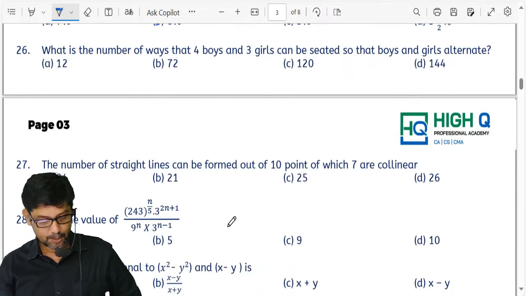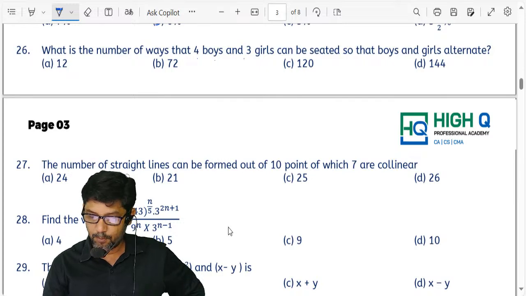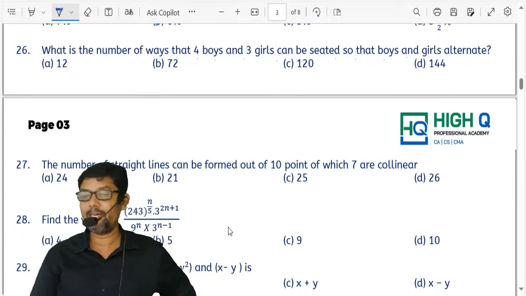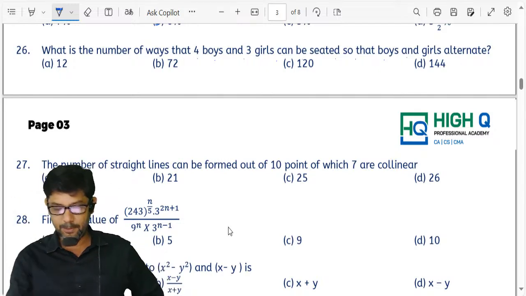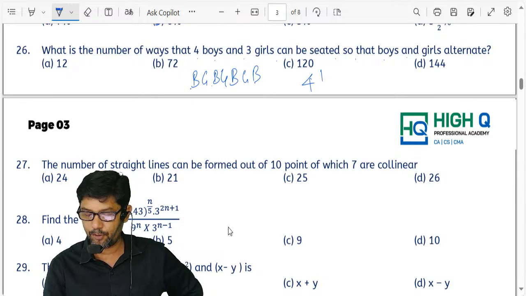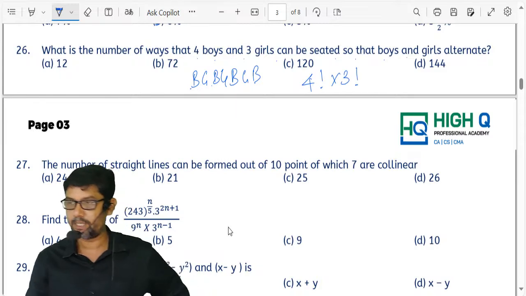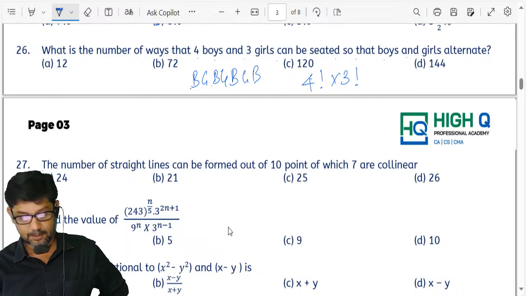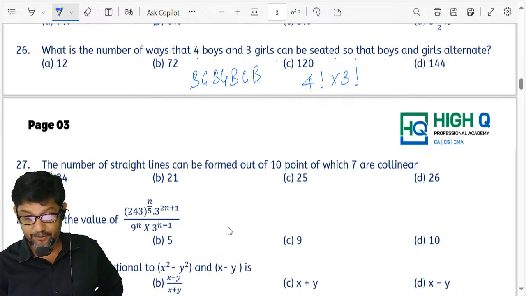Next. What is the number of ways that 4 boys and 3 girls can be seated so that boys and girls alternate? Very simple. 4 factorial into 3 factorial, because only one arrangement is possible: boy, girl, boy, girl, boy, girl, boy. 4 boys can be arranged in 4 factorial ways into 3 factorial ways. Can you tell me what is the answer? Sorry, 144.